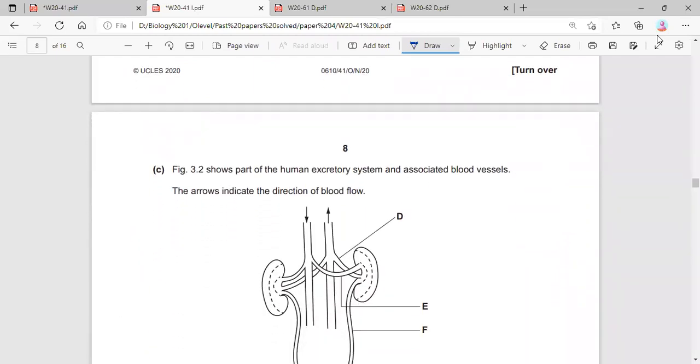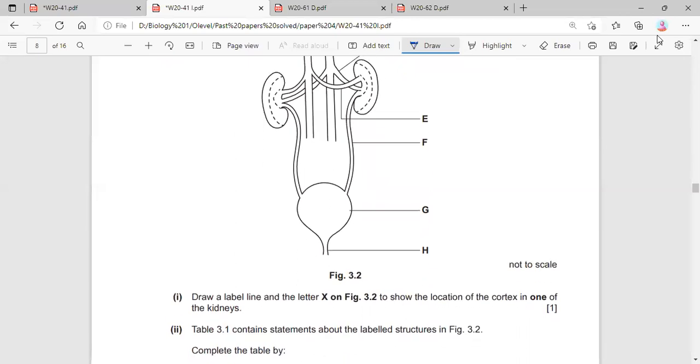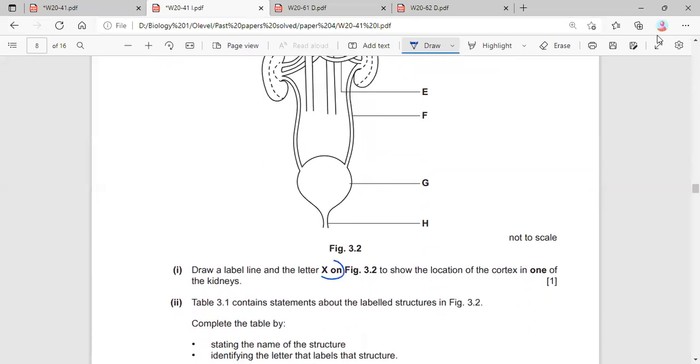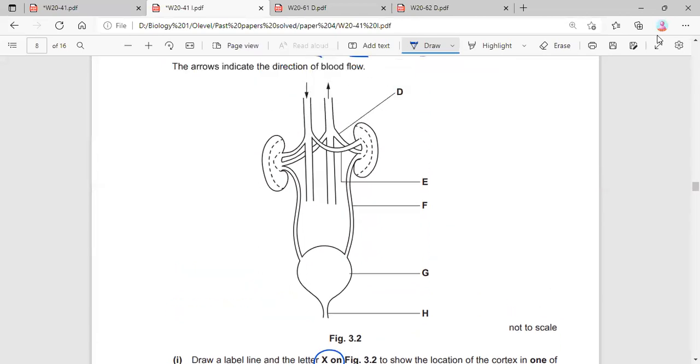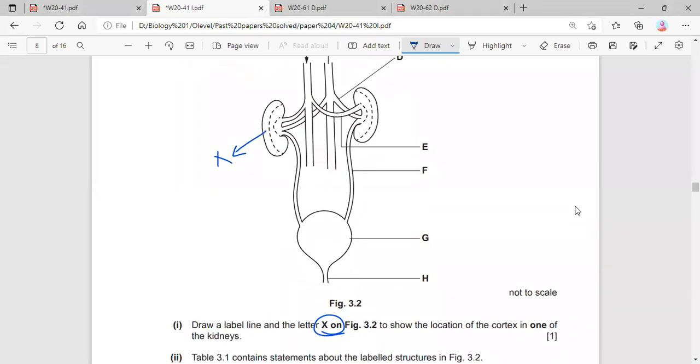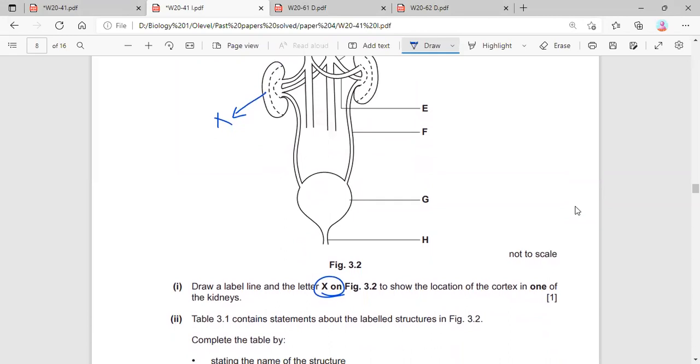Figure 3.2 shows part of the human excretory system and the associated blood vessels. The arrow indicates the direction of blood flow. Okay. Draw a label line and the letter X to show the location of the cortex in one of the kidneys. Okay. So the cortex is the outer part. So I will put it here. This is the cortex, the outer part of the kidney.